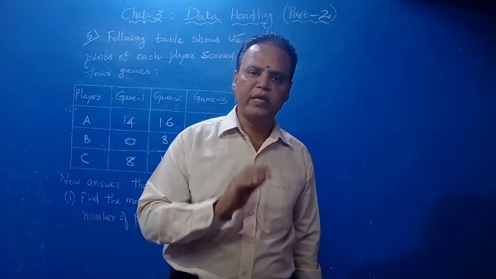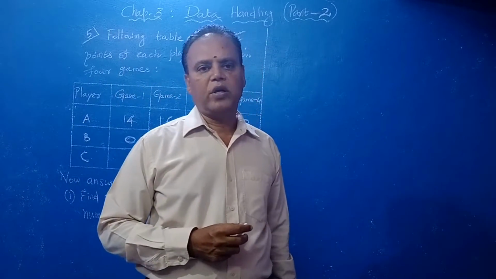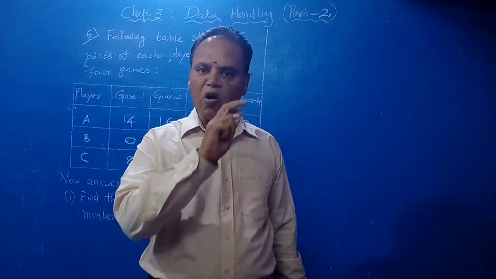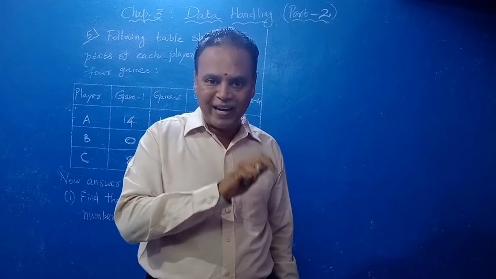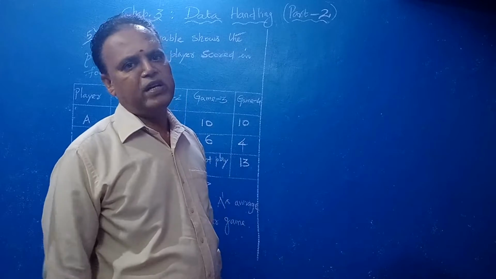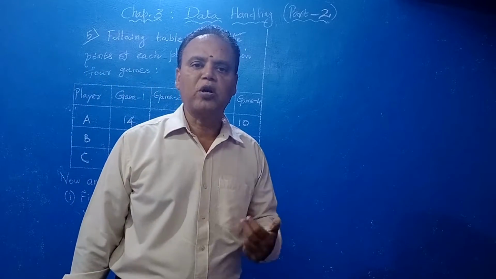Clear? See more examples. That is your marks also. You have how many subjects? 5 subjects. What is your average? All the 5 subject marks you have to add, divided by 5, and you will get the average. Clear? So that is mean. Now we will see some more problems.